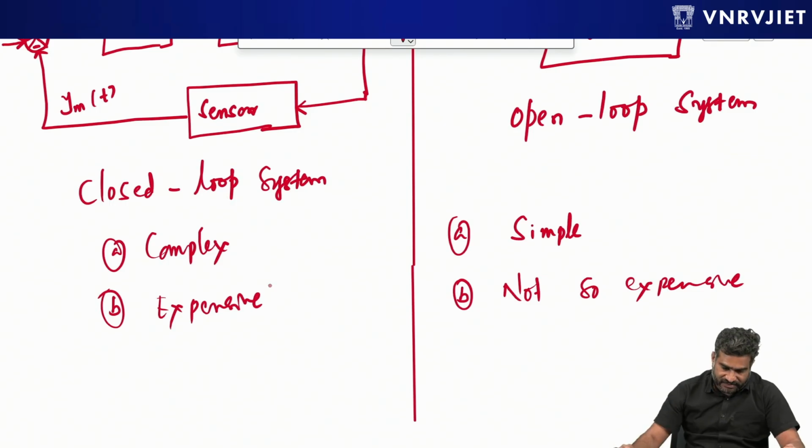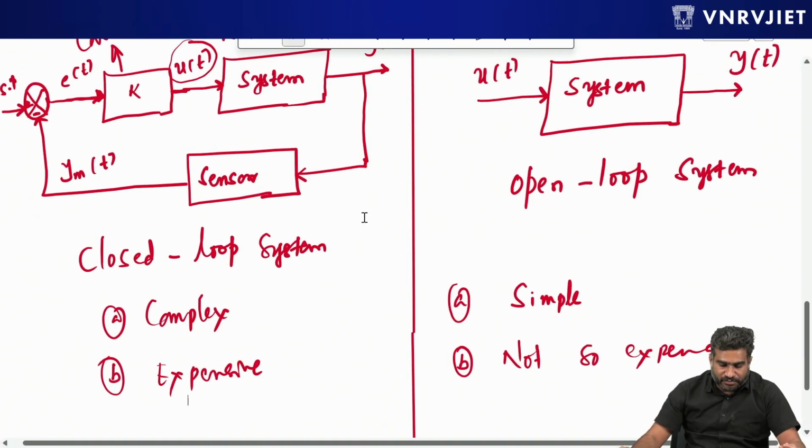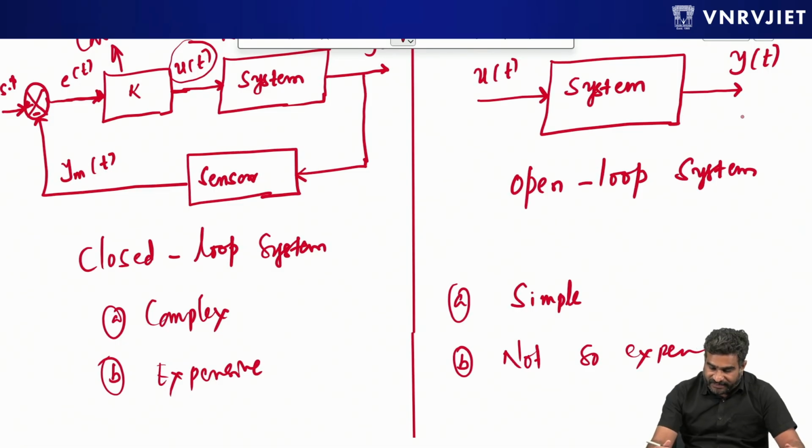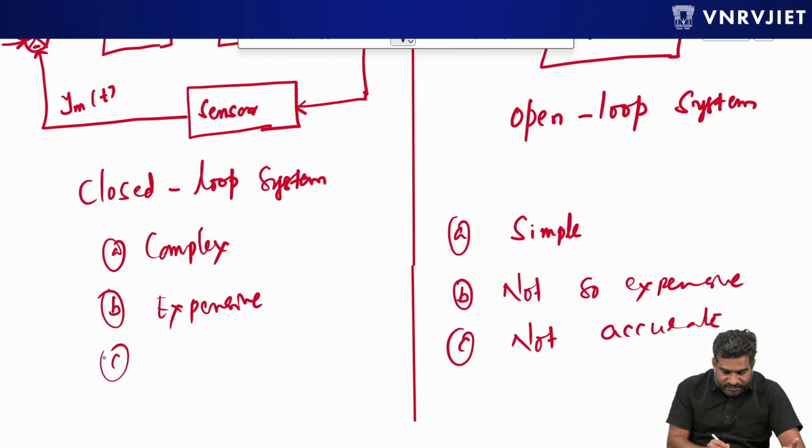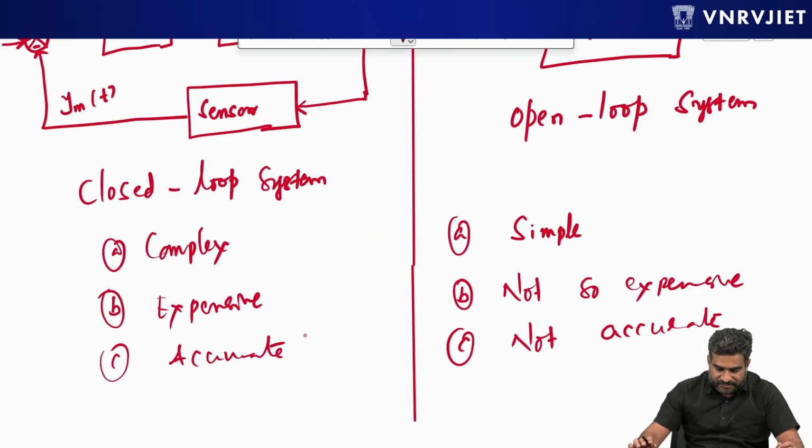And when it comes to accuracy, it is very clear. I'm saying that here either the tank will be fully drained out, or the tank will be filled fully. Which means that they are inaccurate, right? So the open loop systems are not so accurate, whereas the closed loop systems are accurate. So this is the very basic difference.